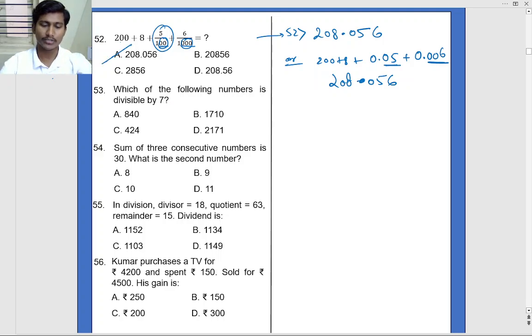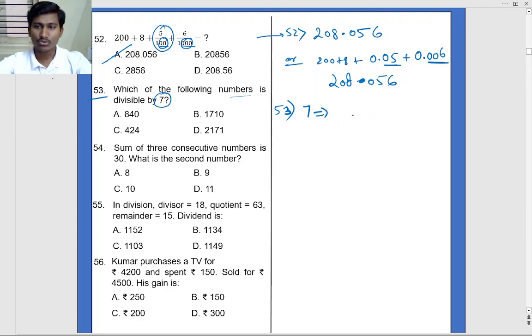Okay, good. So next let us do the 53rd now. Which of the following numbers is divisible by 7? So you can do it directly, or you can go with the options. That is, divide it separately, or you can use the shortcut of divisibility rules. So here we know what we have to do. For the 7 divisibility rule, I will tell you the shortcut.